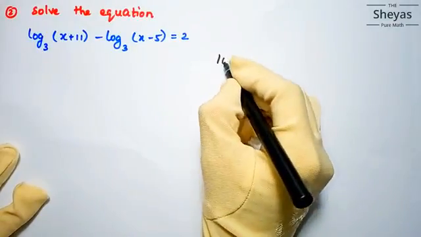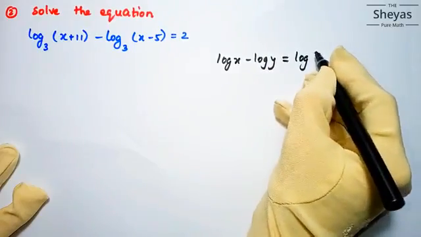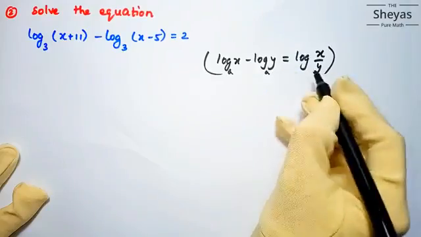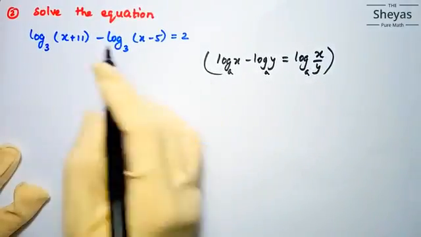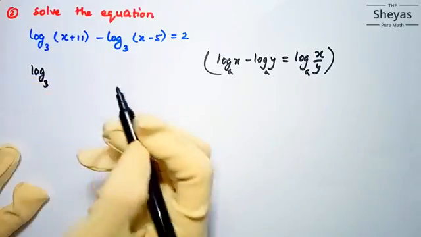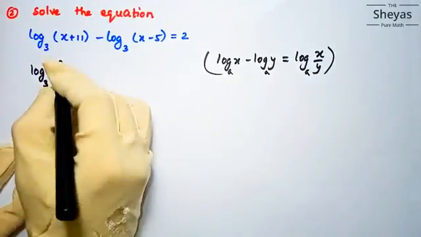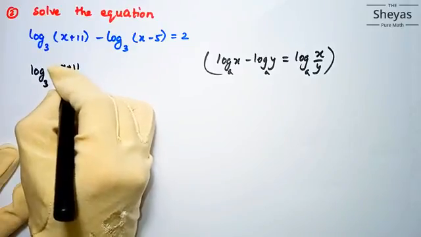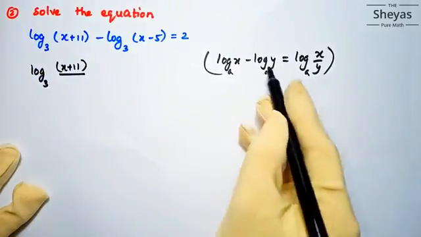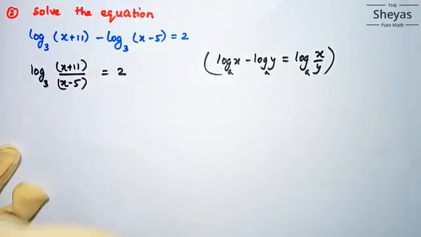Now this is in the form log x minus log y is equal to log x over y. So this is the second law of logarithm, that is the division law. So here this is of the form log x minus log y, and how can I write this? Log to the base 3 of x by y, that is x over y. So what is here? x plus 11. The numerator will be x plus 11 and the denominator will be y. Y is what? x minus 5. So x minus 5, which is equal to 2.